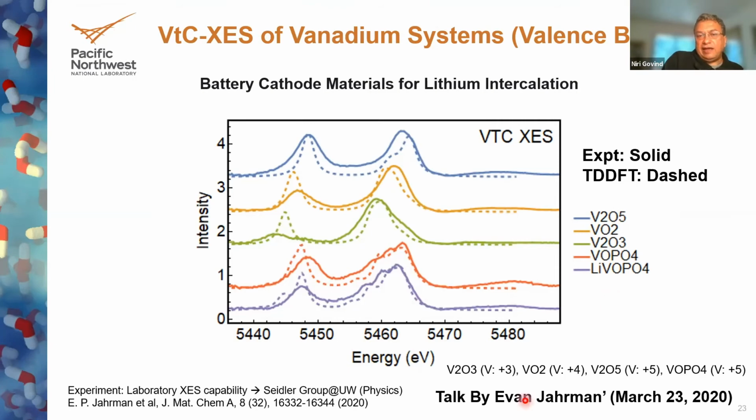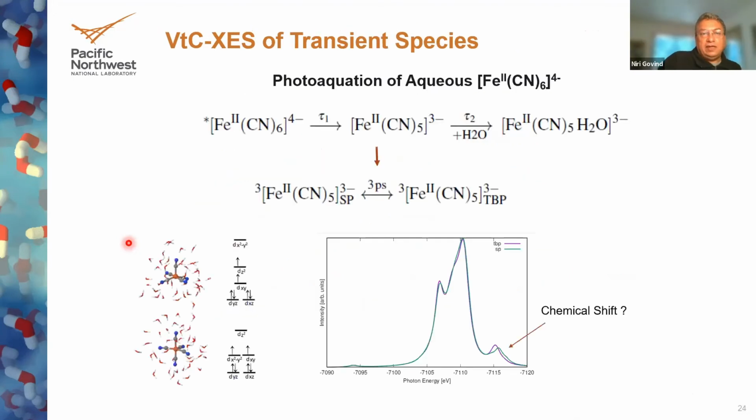And I think there is a talk by Evan who talked about core-to-core transitions, if I remember correctly, on March 23rd, and I'm not very sure, but he may have talked about these systems in his talk. So I'm pointing you to his Global XAS talk. So finally, bringing it back full circle, I was talking to you about these transient species that I was mentioning earlier.